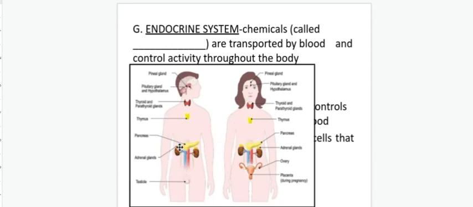For example, this one right here, this yellow one, makes a chemical called insulin. This one makes one called thyroxine. This one makes one called growth. And those are all different kinds of chemicals that control your body and travel through your bloodstream. And those are hormones. You should know that hormones travel through the blood and control your body's systems.